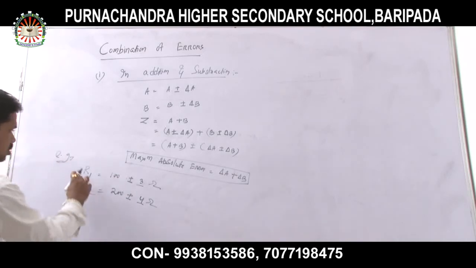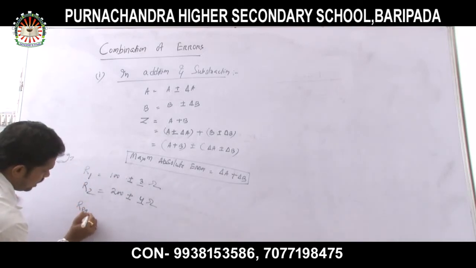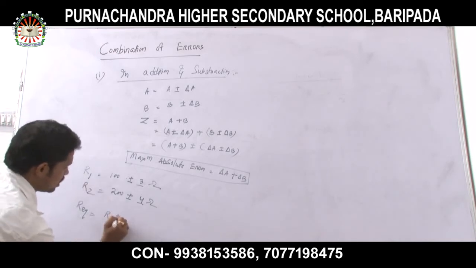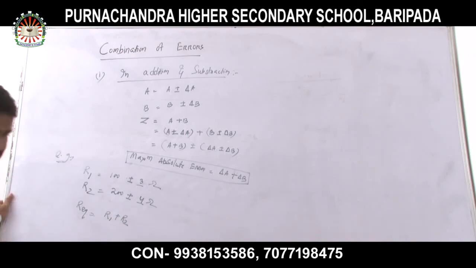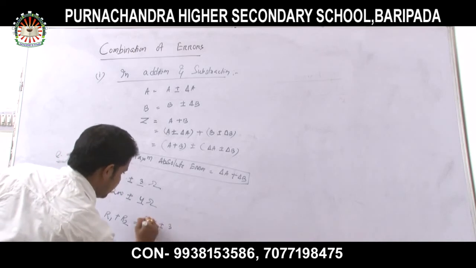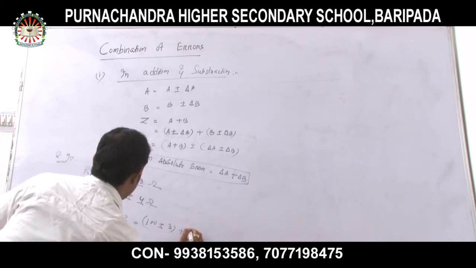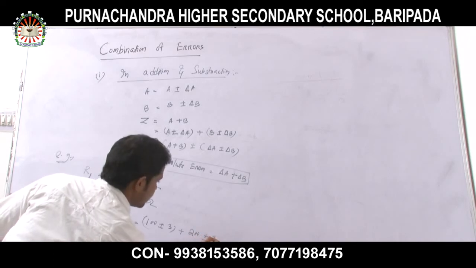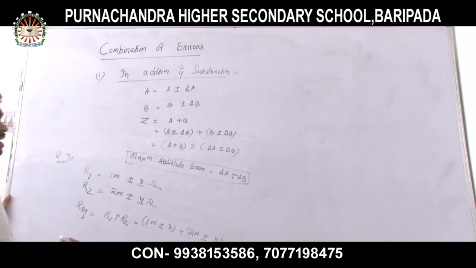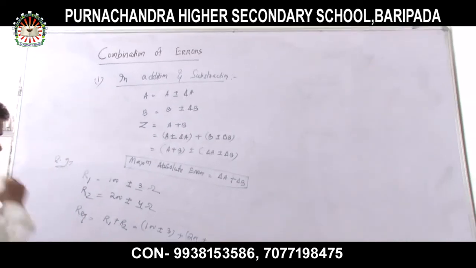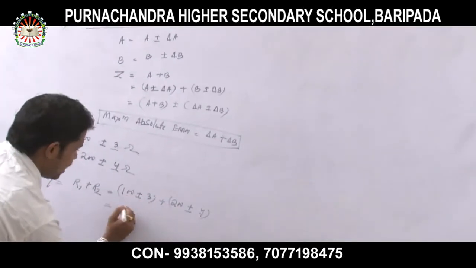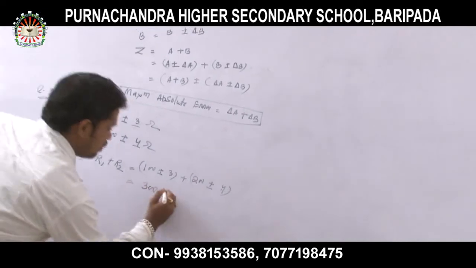So in series combination, the question is to find the equivalent resistance. Our equivalent resistance formula we know: if R1 and R2 are connected in series, then the equivalent resistance becomes R1 plus R2. So R1 plus R2 becomes 100 plus minus 3 plus 200 plus minus 4. Clear? So these two are added, that is 300.